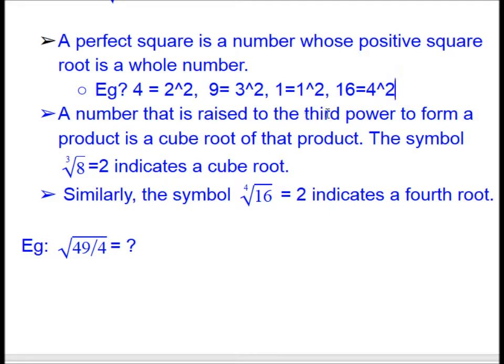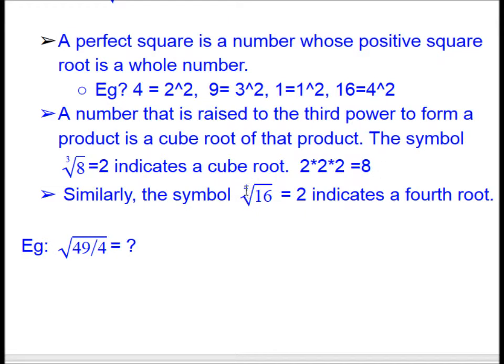A number that is raised to the third power to form a product is a cube root of that product. The symbol is this, which has a number 3 over here. If we put number 2, it is a square root. If we put number 3, it is a cube root. Cube root of 8 is 2. 2 multiplied 3 times, 2 multiplied by 2 multiplied by 2, will give you 8, because 2 times 2 is 4 and 4 times 2 is 8. So cube root of 8 is 2.